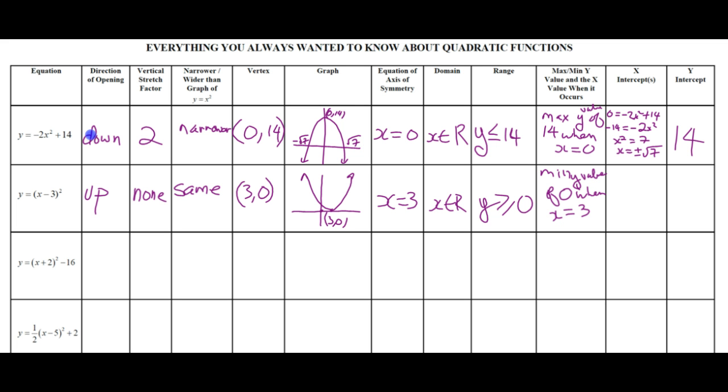X-intercepts. 3? Yeah, it's just one intercept. And y-intercept? So we're going to have to figure that one out. How do you get the y-intercept? 9. Okay, just set x to 0. 0 minus 3 is negative 3, squared is 9.